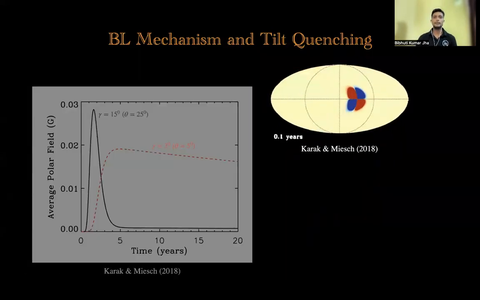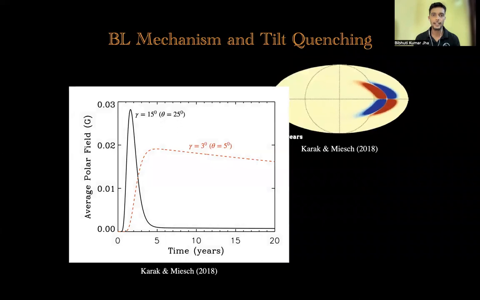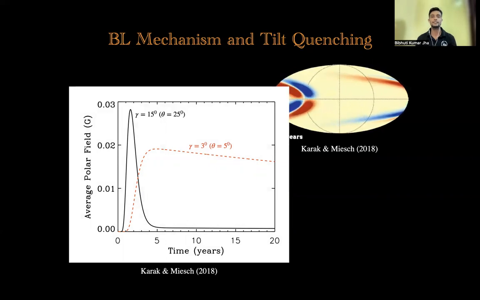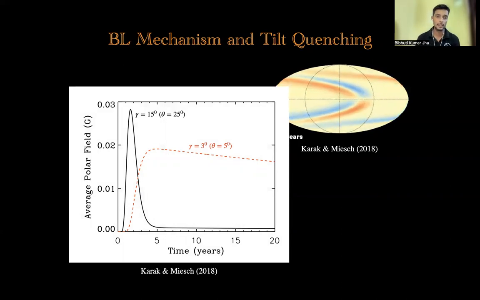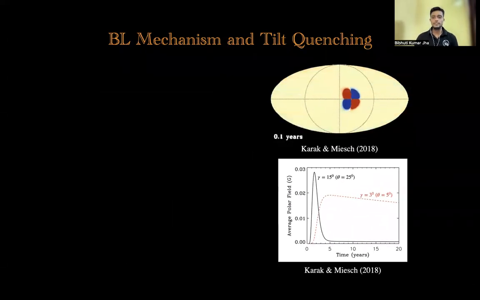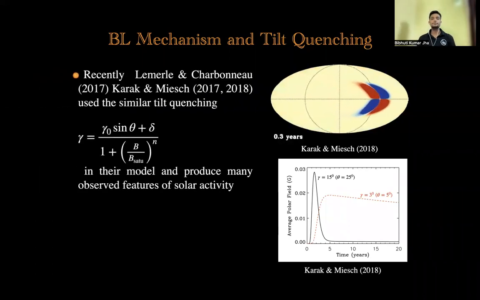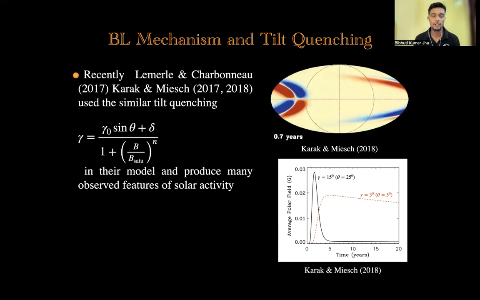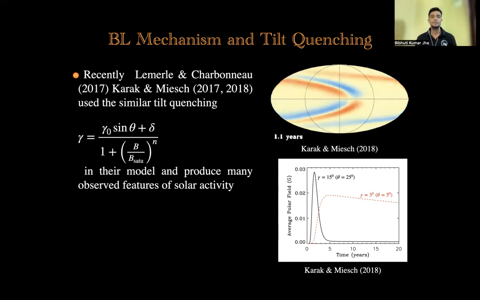Two BMRs appearing at two different latitudes will have different tilts and a different impact on the polarity reversal. As you can see, BMRs appearing at higher latitude will have a higher tilt and a higher impact on the reversal of the poloidal field. This type of tilt quenching mechanism has been routinely used in solar dynamo models, particularly in the Babcock-Leighton type models. Recently, Lemerle, Charbonneau, Karak, and Miesch have used a similar tilt quenching mechanism in their models and have been able to produce different observed features of the solar activity cycle.